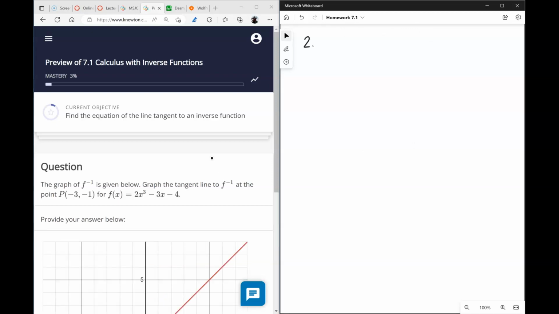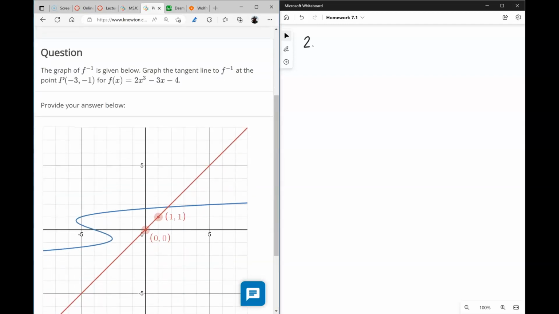We have a similar problem, except this time, what are we asking? Graph the tangent line to... this time we have to graph it. So let me write down the function. To graph it, we have a point right at -3, -1.